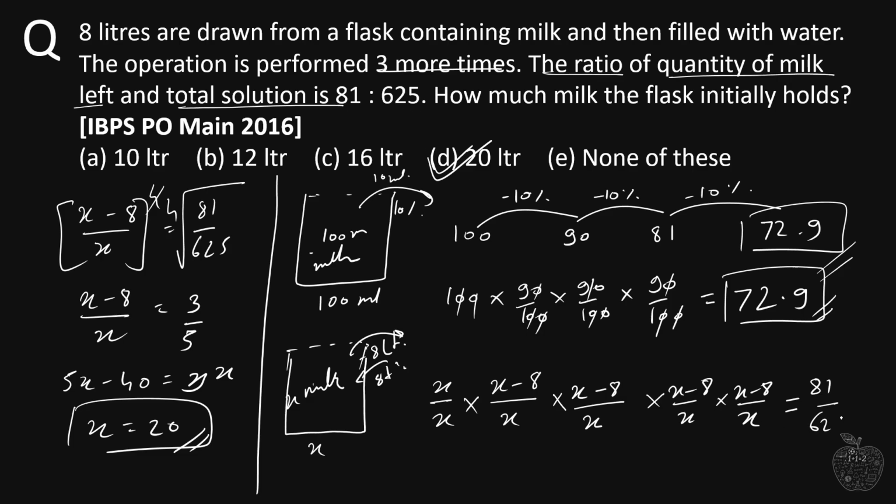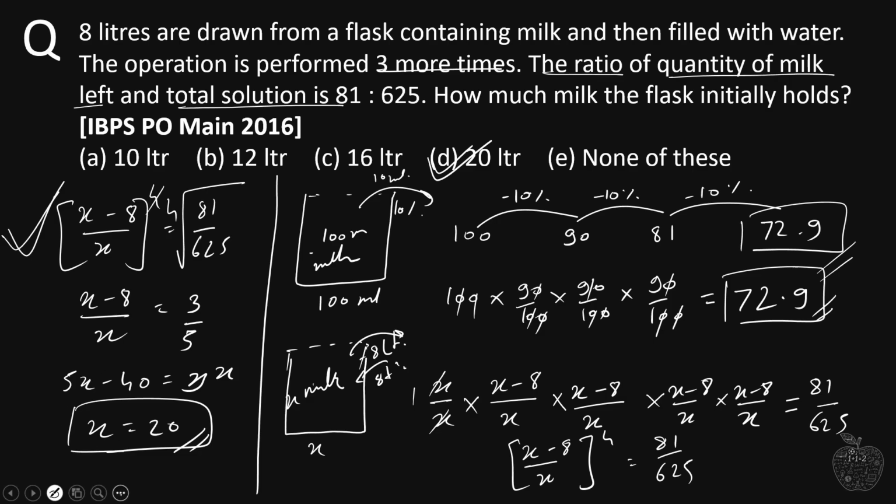Now instead of writing (x - 8)/x 4 times, what I can do is write (x - 8)/x to the power 4, and this will be equal to 81/625. This is the same thing that I solved here in the beginning. After solving, we get the value of x, which is equal to 20. So this is our required answer. Again here, option D, 20 liters, is our correct answer.